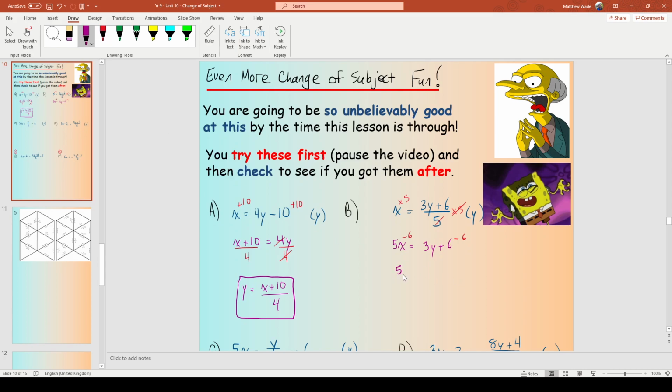So 5x take 6 equals 3y. And you're on the final step now. Remember what it is? It's 3 times y. So what you're going to do is divide both sides by the 3. Because you've got to go, and then you're left with just this: y equals 5x take 6, all over 3.